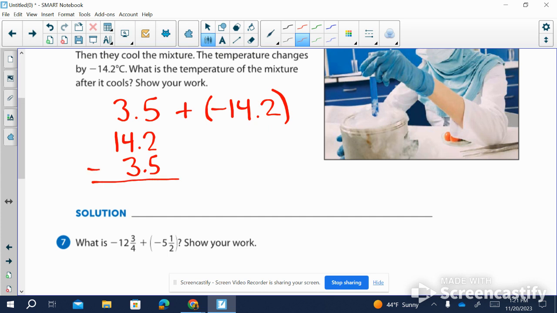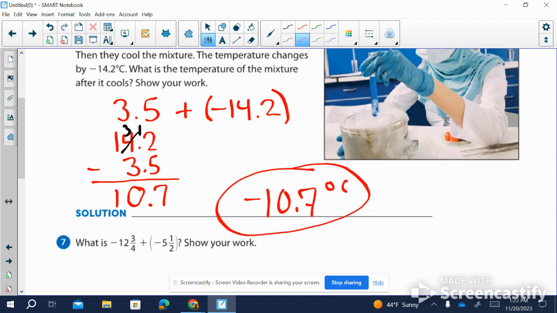Different signs subtract, so you can't subtract 5 from 2, so we're going to borrow from the 4, making that a 12. So 12 take away 5 is 7. The decimal comes on down. 3 take away 3 is 0. And 1 take away nothing is 1. So we get 10.7. But wait a second. I had more negatives than I had positives. So I have to still apply that it is a negative overall. So it's negative 10.7 degrees Celsius.